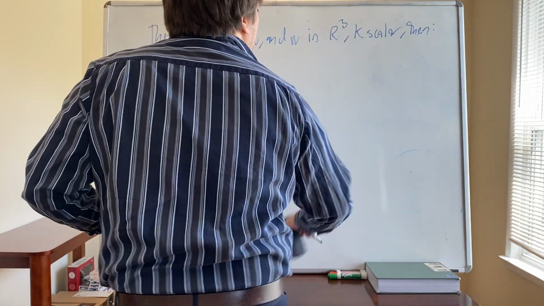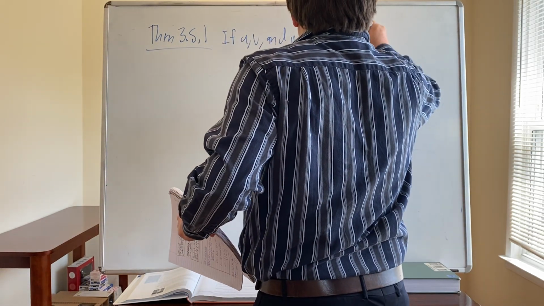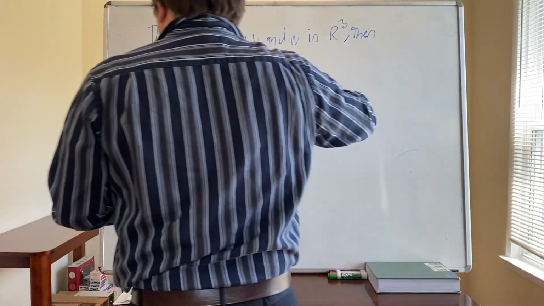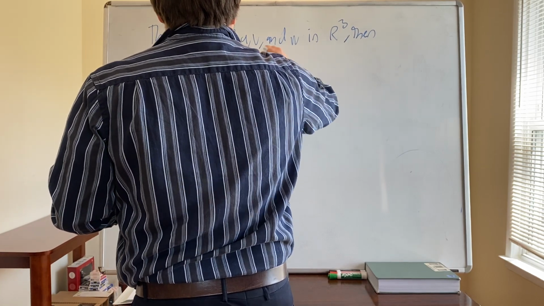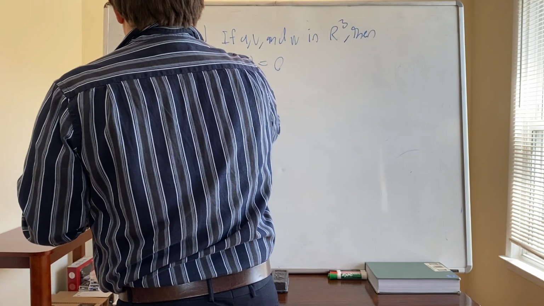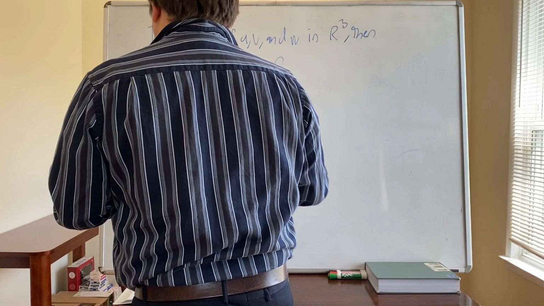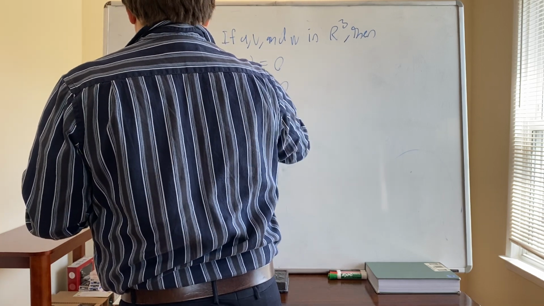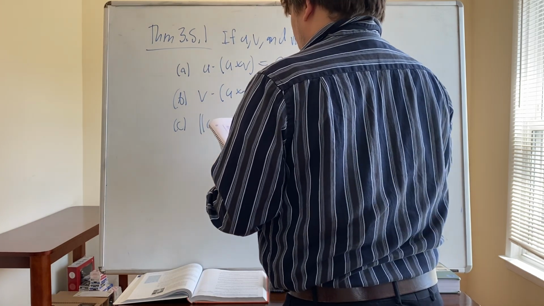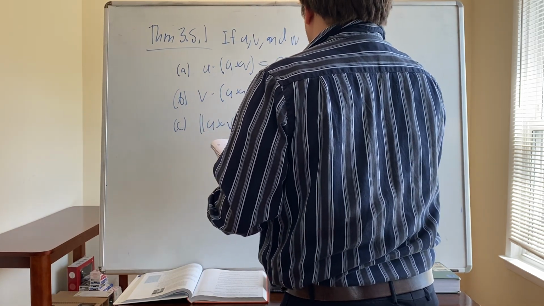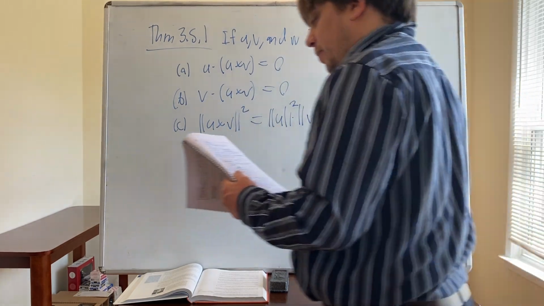Actually, sorry, we don't need k as a scalar. Then A, u dot u cross v is equal to 0. B, v dot u cross v is equal to 0. C, the norm of u cross v squared is equal to the norm of u squared, norm of v squared, minus u dot v squared.